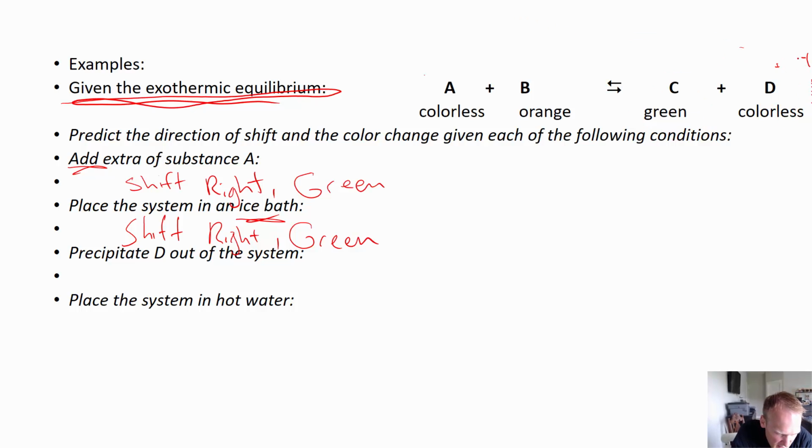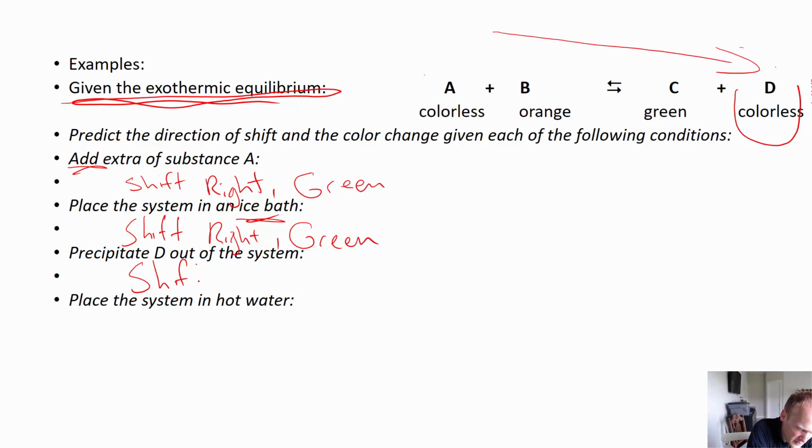Precipitate D is taken out of the system. So here's precipitate D. We're taking it out. So we're digging a hole. We're removing this from the system. And therefore, if we dig a hole, the reaction will shift toward the hole to fill the hole. Therefore, once again, it's shift right, and it'll become more green. Every time we shift right, we're producing more green product.